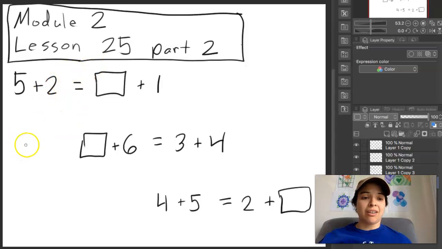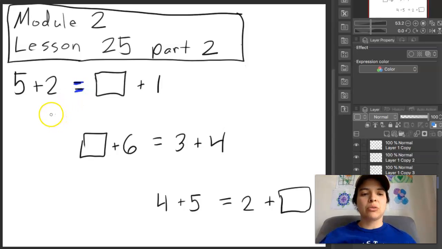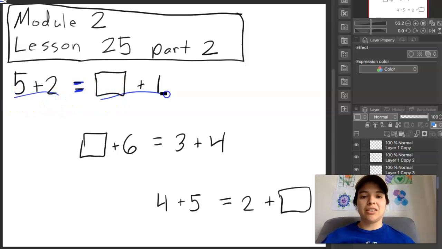We are on Module 2, Lesson 25, Part 2. I thought we could start with a little bit of review of what we worked on in Part 1. We are paying attention to the equal sign, because we want to make sure that everything on this side of the equation is the same as this side of the equation. So we've been really working on that.